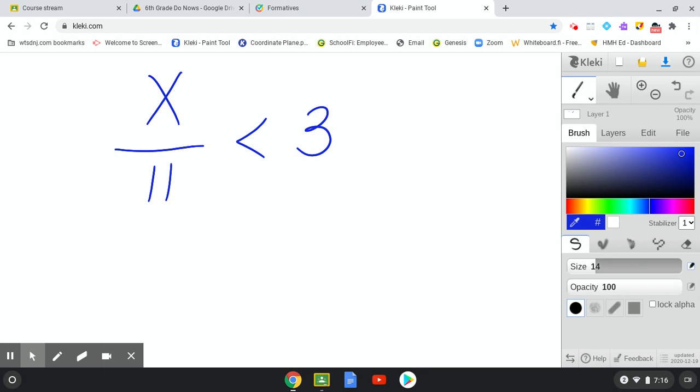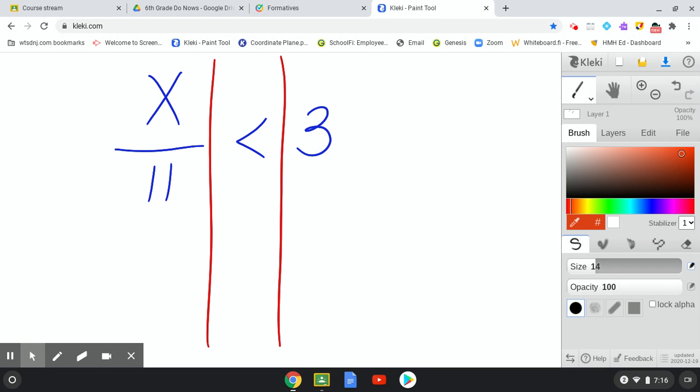Quick review on solving multiplication and division inequalities. So I have the inequality x divided by 11 is less than 3. So we are going to solve as if it's an equation, but it's an inequality, same process. Here we have division. In order to get rid of that 11, we need to do the opposite, which is multiplication. So we are going to multiply both sides by 11.